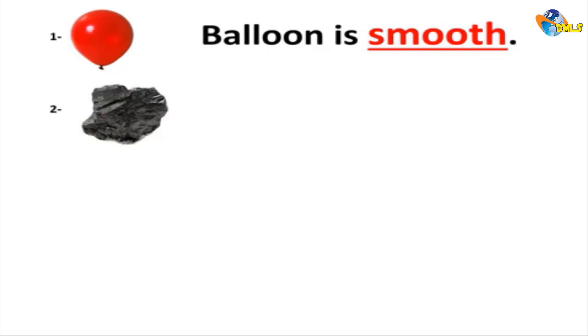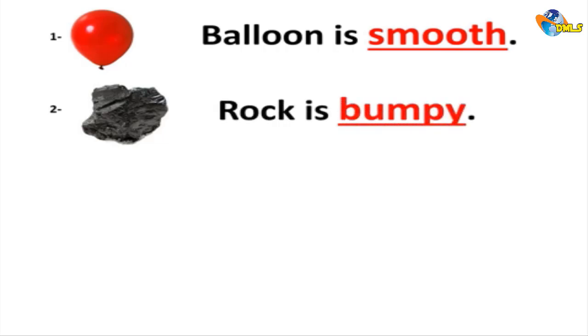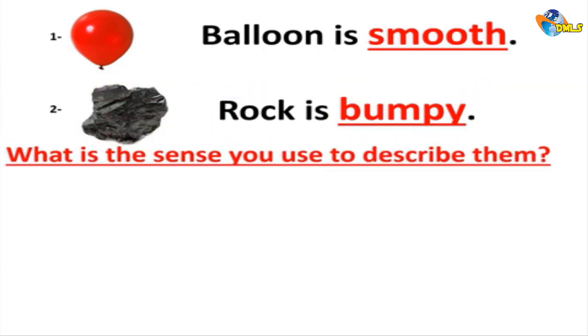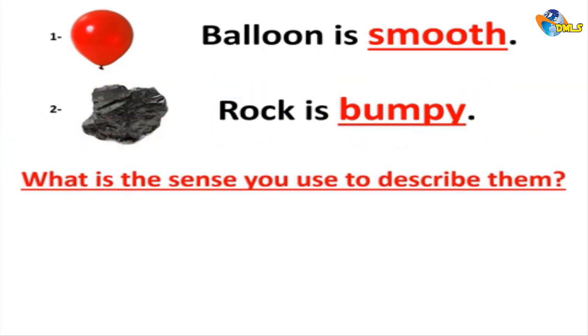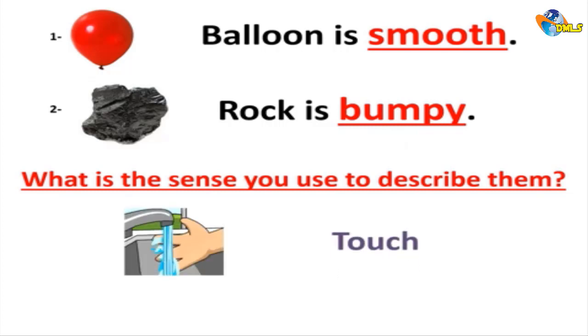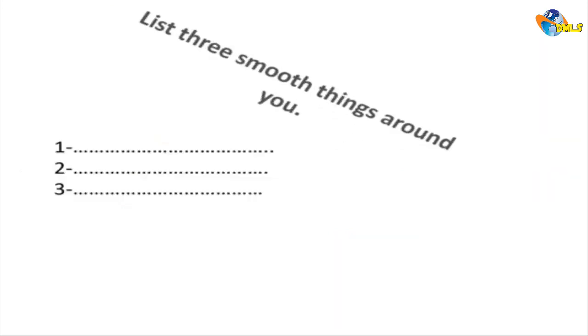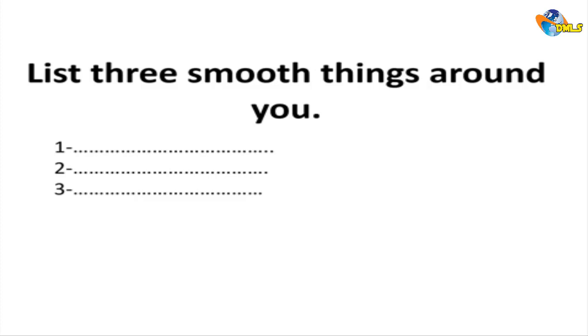What about the rock? When you put your hand on the rock, like when you put your hand on the balloon, the rock is smooth? No, the rock is bumpy. The rock is bumpy. Yes. And what is the sense you use to describe them? I think all of you say it is touch. It is touch. We use our hand to touch them and describe them, which one is smooth and which one is bumpy.